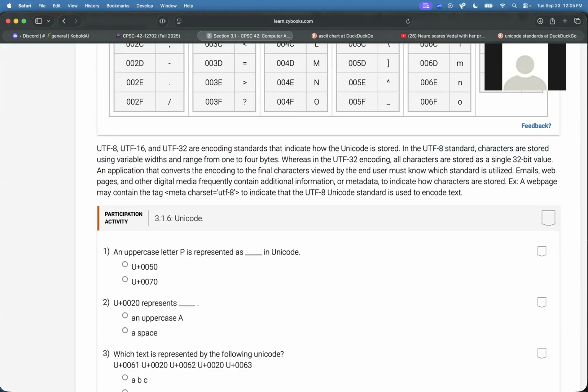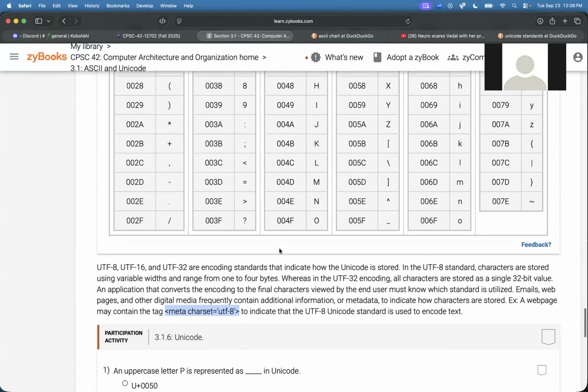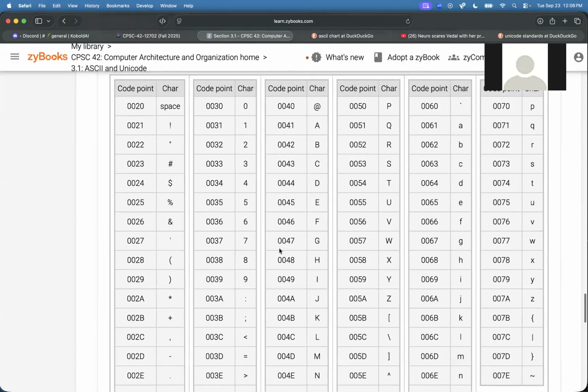So there's a lot of different ways to store this, and the documents need to specify which version they're using. As an example, a web page might have a little thing like this. It says meta character set UTF-8, just to indicate how the rest of the text is stored. So we're not doing anything fancy here with Unicode. Just be aware that Unicode can store all these different languages of characters. That's the main thing. And that is confusing and hard to work with.